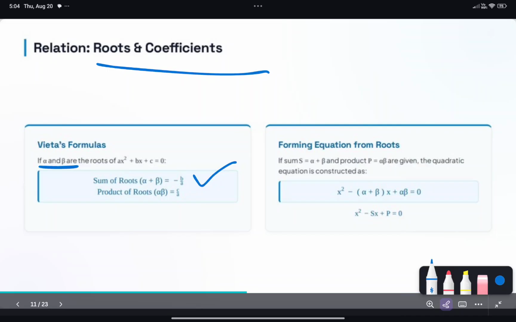Continuing. Sum of the roots is minus b by a. Product of the roots is c by a, alpha into beta, equal to c by a.